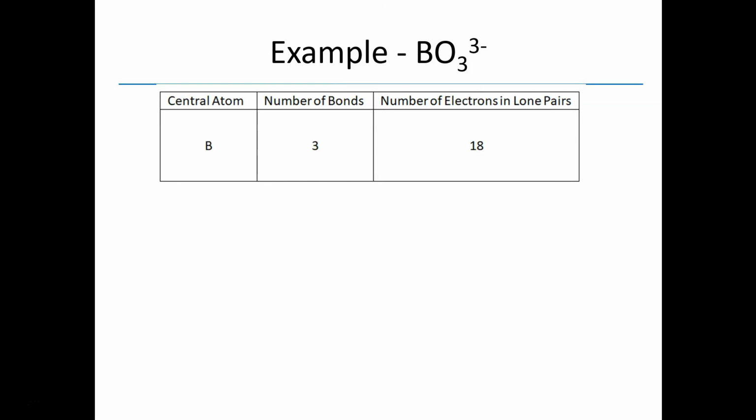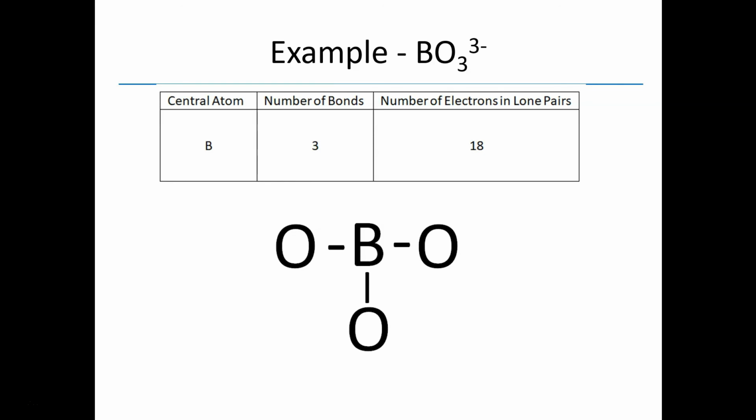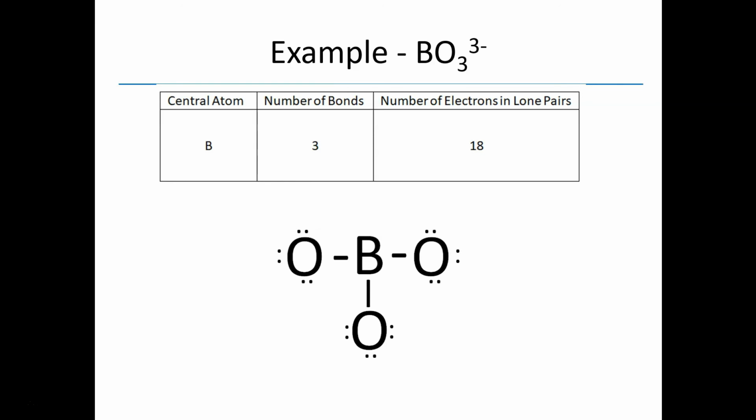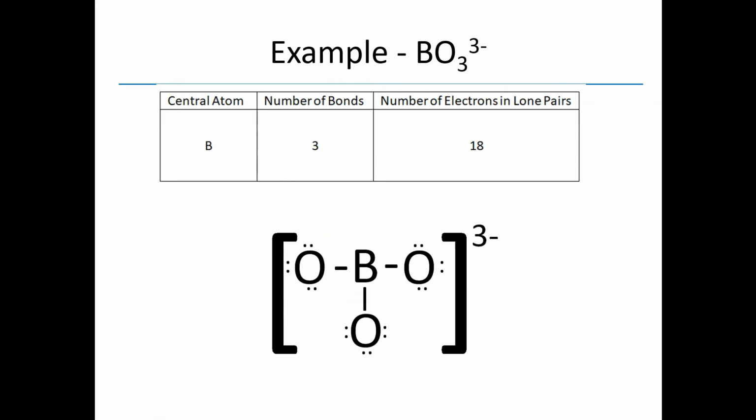Now we know boron is going to be our central atom because it's less electronegative, plus it has a bonding capacity of 3. Oxygen only has a bonding capacity of 2. So we'll put our central atom with the others around it. We'll add our 3 bonds, and then we'll add our lone pairs. We won't give any more electrons to boron, even though it only has 6, because it only needs 6 to fill its valence energy level. And then we'll put it in square brackets.